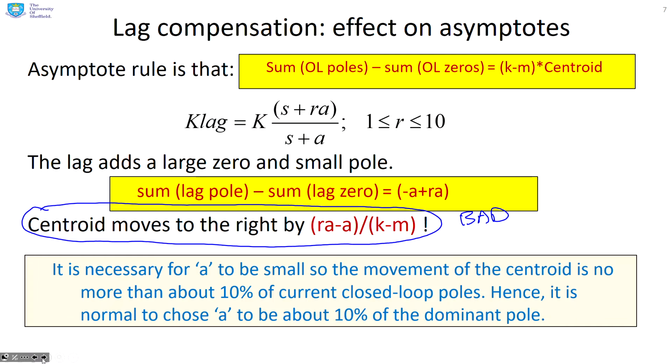Well, typically what we do is we try and move the centroid no more than about 10% of the current closed loop poles. And the way we do that is by making this parameter a roughly 10% of the dominant pole, or smaller, but certainly not bigger.